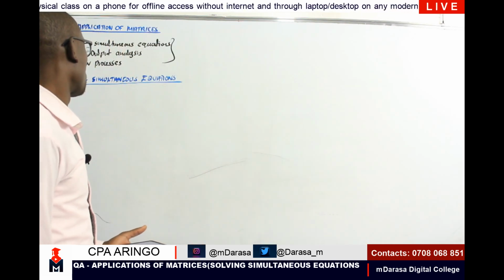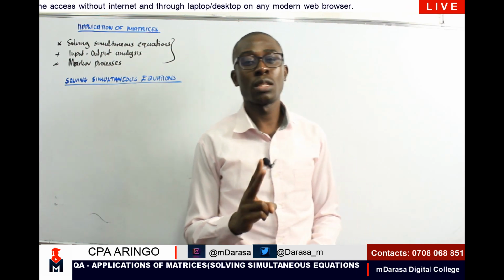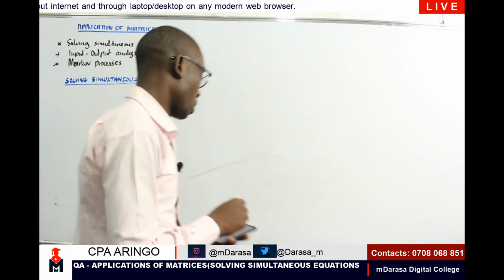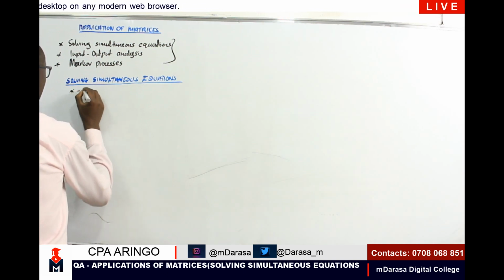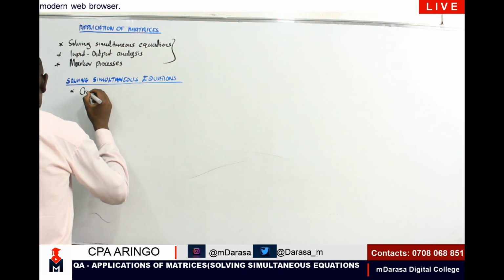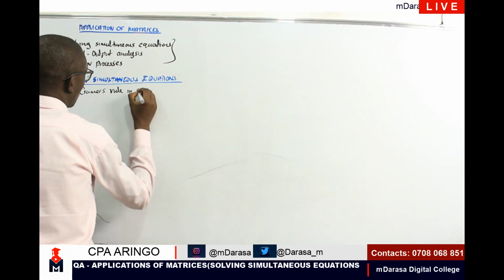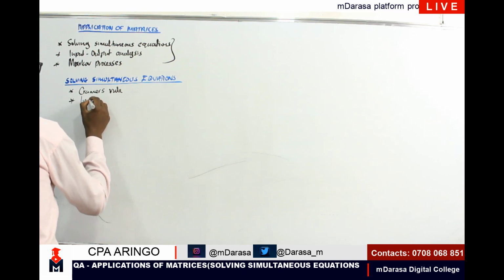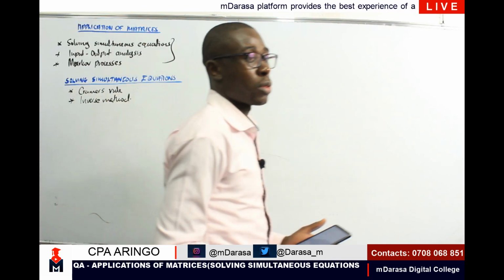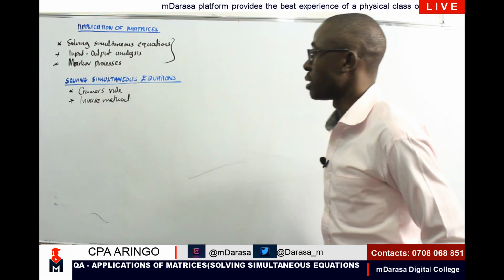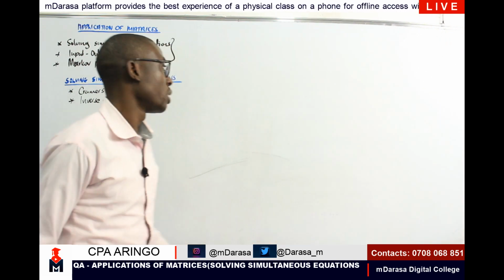In solving simultaneous equations using matrices, we normally use two ways. We consider the inverse method, and also what is known as Cramer's rule. So number one, Cramer's rule in solving simultaneous equations, and number two, the inverse method. These are the two methods that we are going to use. In that case, I want us to jump straight to Cramer's rule and see what that will entail.